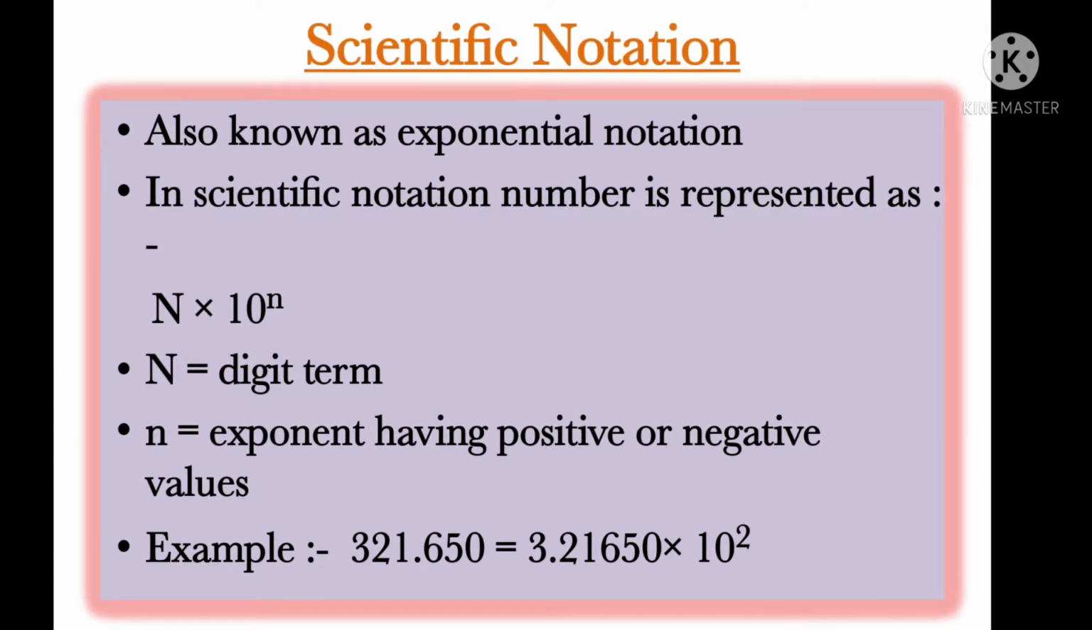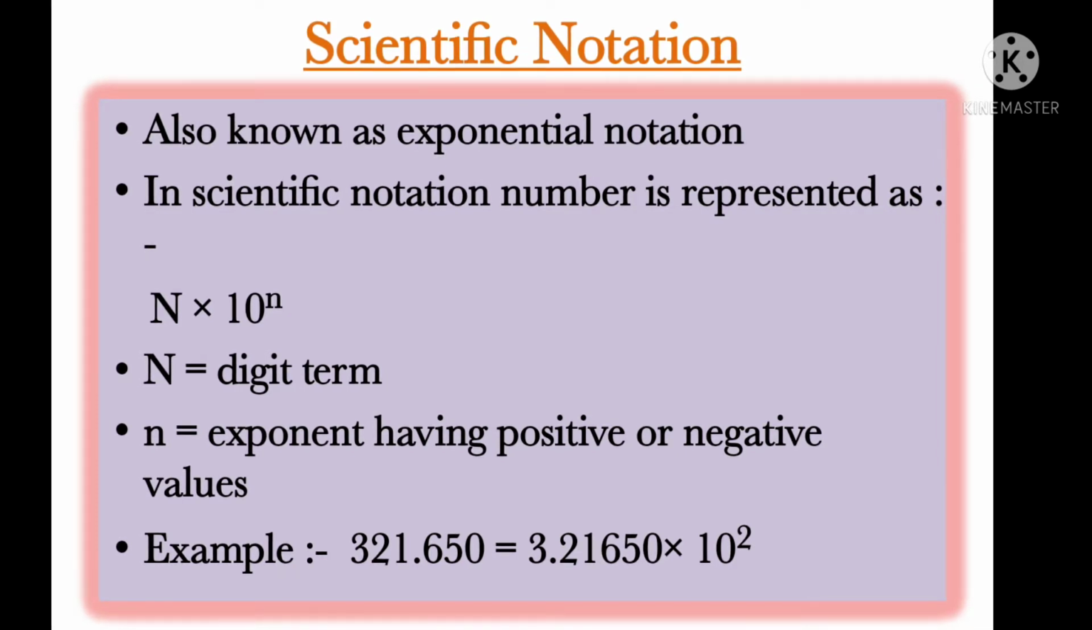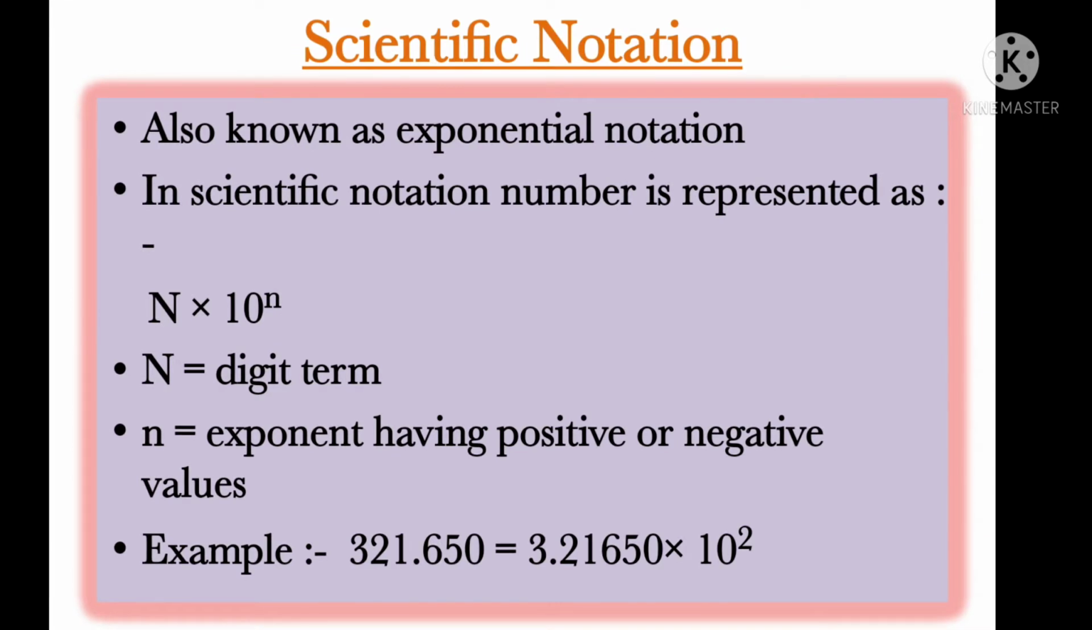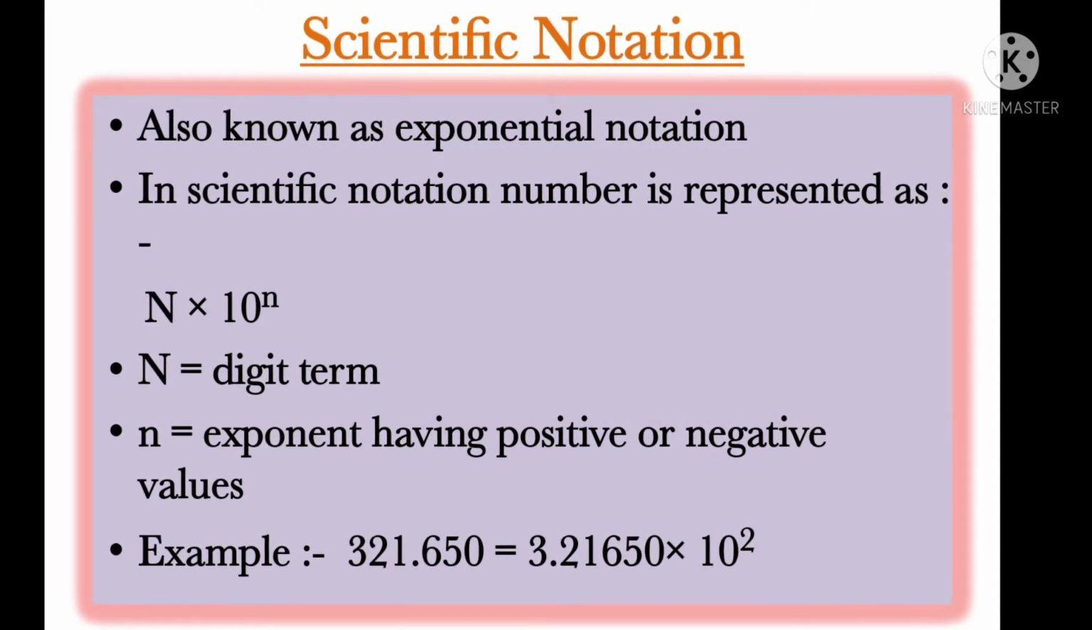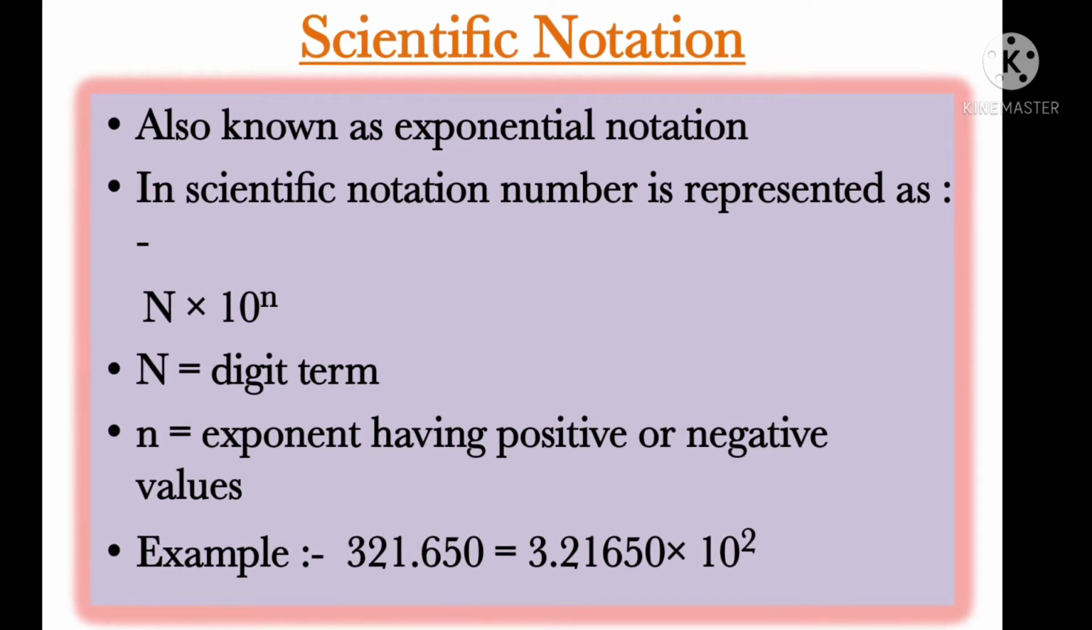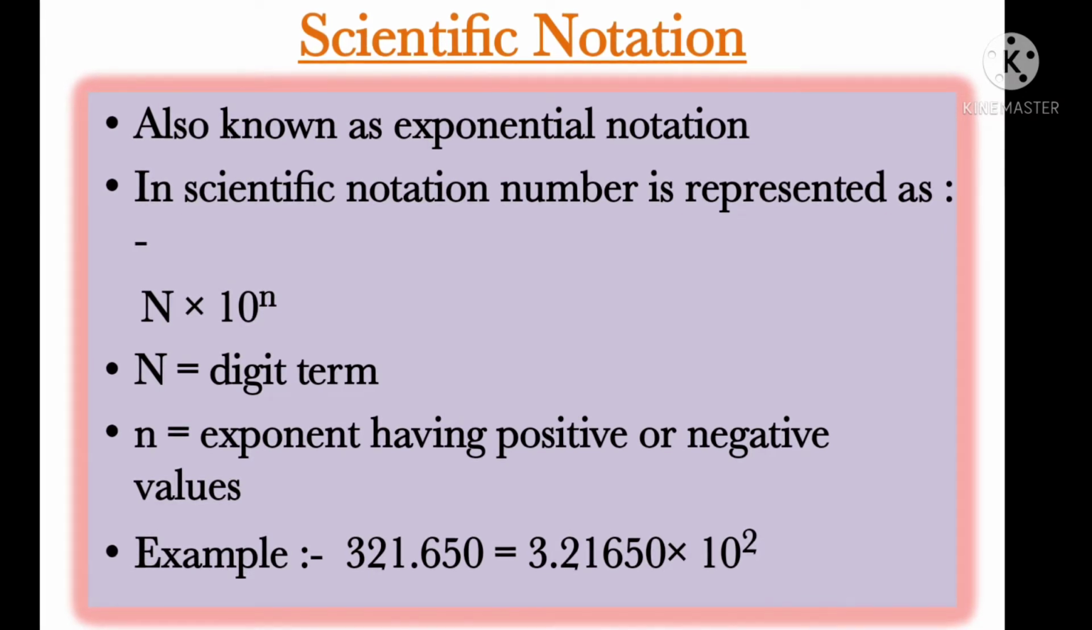So to overcome this difficulty, scientific notation is there, which is otherwise known as exponential notation. In scientific notation, a number is represented as capital N into 10 to the power n. Here capital N is represented as the digit term and small n is the exponent having positive or negative values. So, how do we express a number in scientific notation?